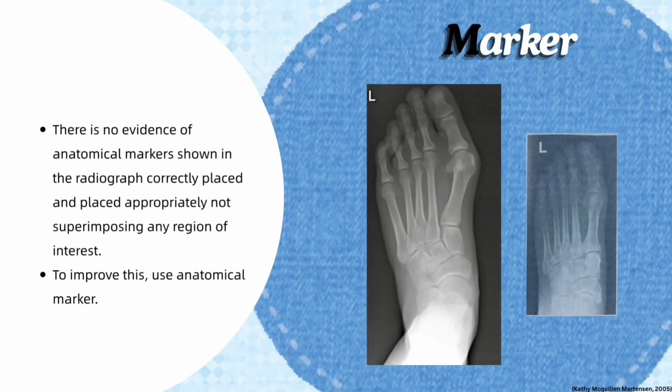Next, M in placement stands for marker. In this radiograph, as you can see, there is no evidence of anatomical markers since it used a digital marker shown in the radiograph, correctly placed and placed appropriately, not superimposing any region of interest. To improve this, use an anatomical marker.